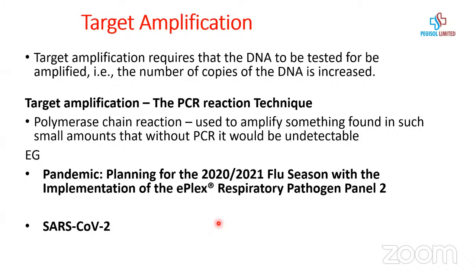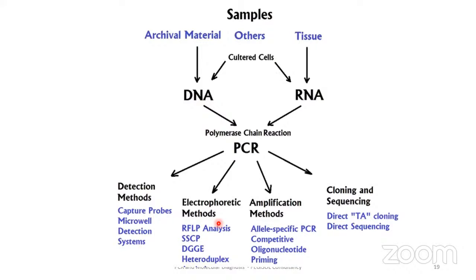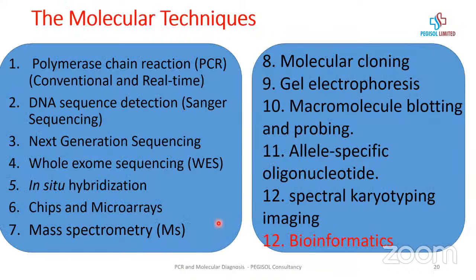So that is SARS-CoV-2, an example of target amplification. And then things like HIV, TB, cholera, that method is also used to detect them. So these are examples of the molecular techniques, which I told you that I usually teach about 12 of, but there are so many other ones online when you start reading about them.